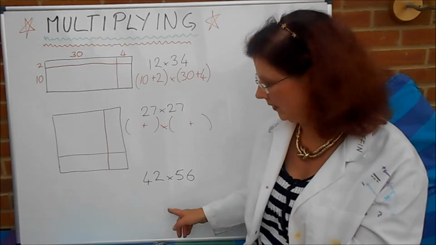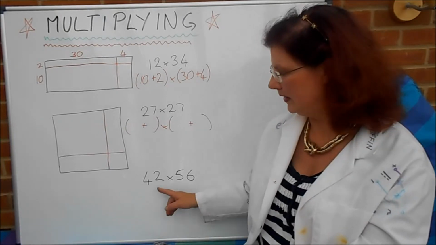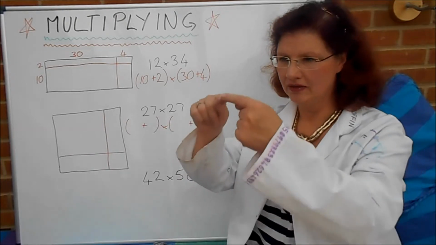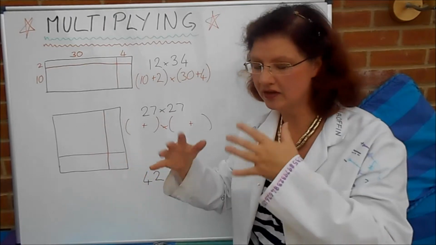And then for the last one, I haven't given you a diagram at all, so you're going to have to draw your own on that. So it just needs to be 42 by 56. 42, 40 and 2 along the top, 56, 50 and 6 down the side, or the other way.